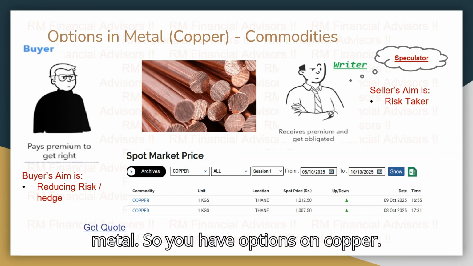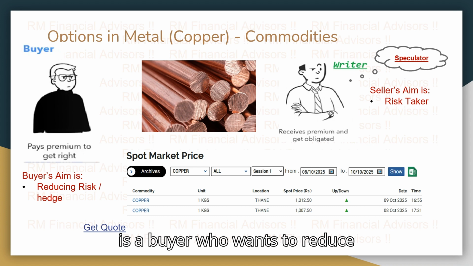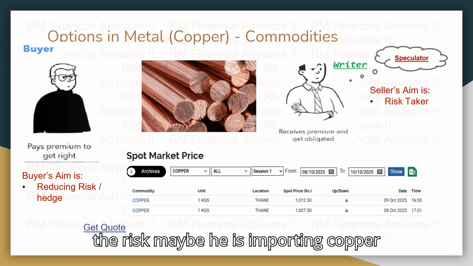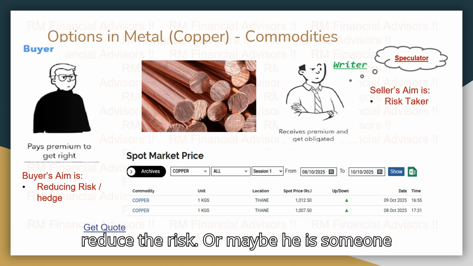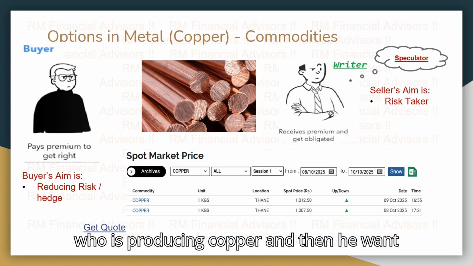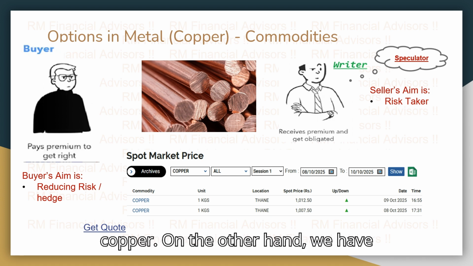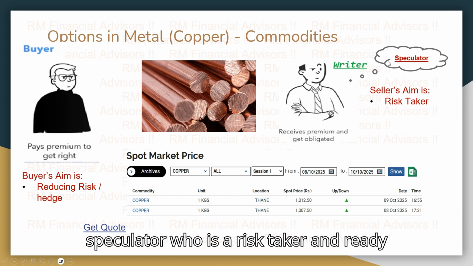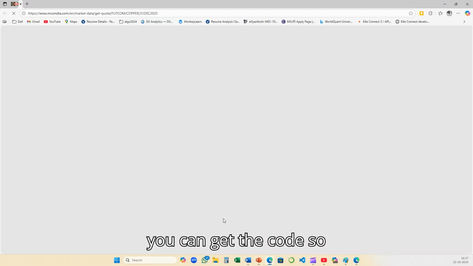Likewise, we have commodities like metals, so you have options on copper. If you see copper again, there is a buyer who wants to reduce the risk. Maybe he is importing copper from another country, or maybe he is someone who is producing copper, a miner who mines the copper, and he wants to reduce the risk. On the other hand, we have the speculator who is a risk taker and ready to sell the option contract. And you can get the quotes over here.